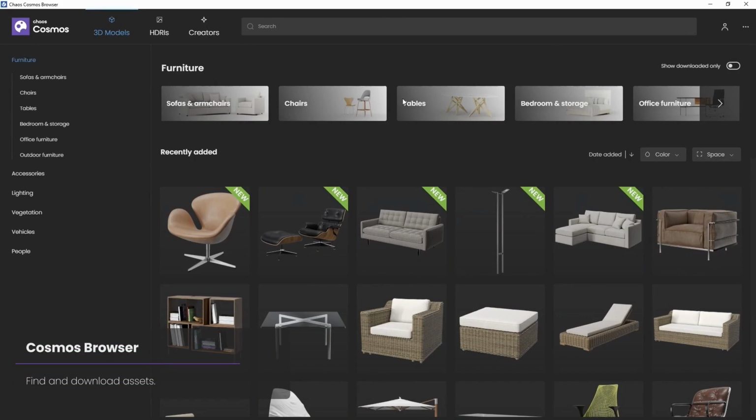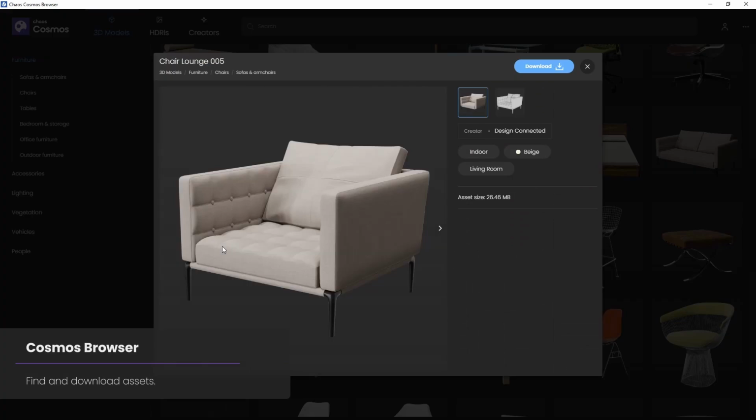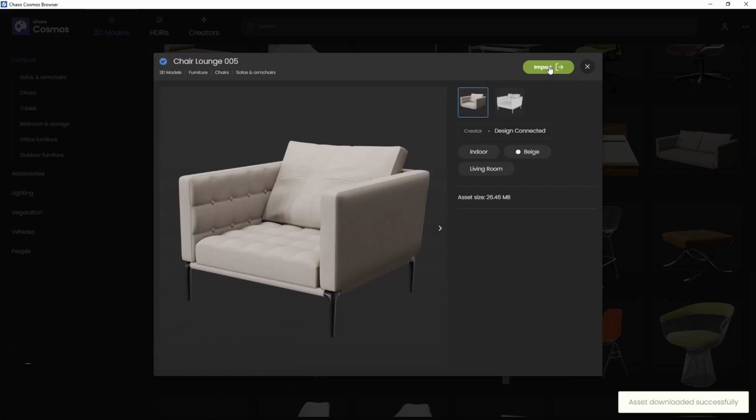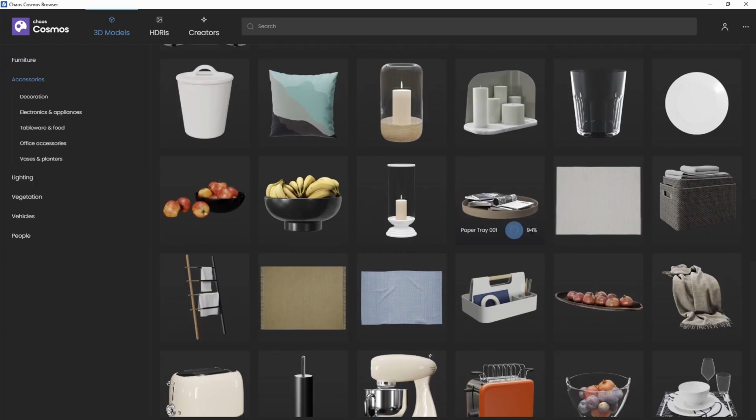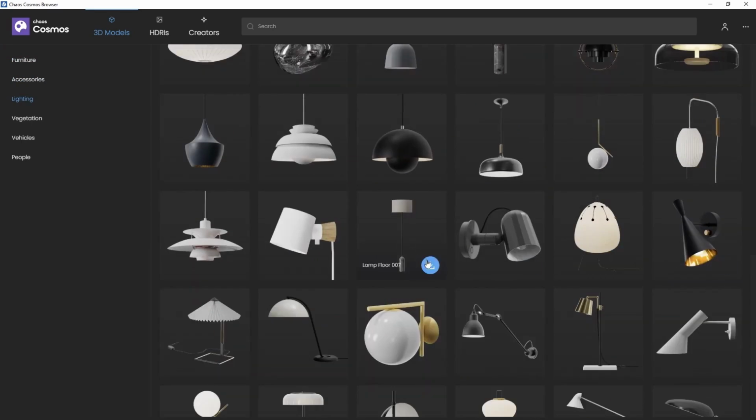Additionally, support for Chaos Cosmos, an intuitive and extensive asset library, could further enhance Blender's capabilities with thousands of models, materials, and HDRIs at users' fingertips.